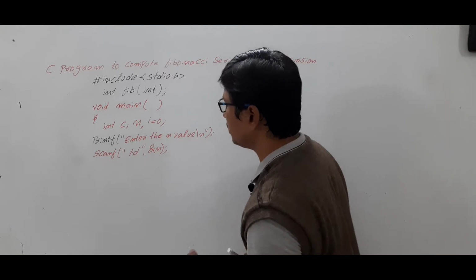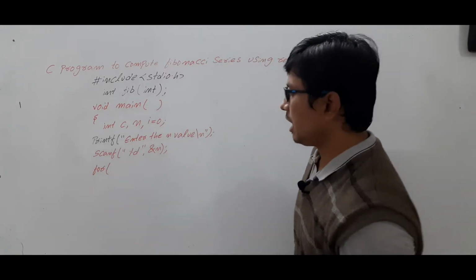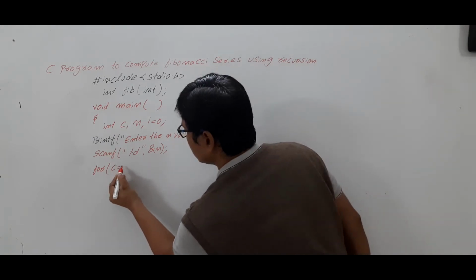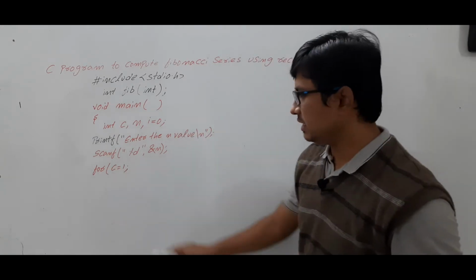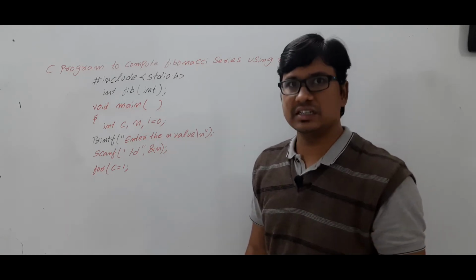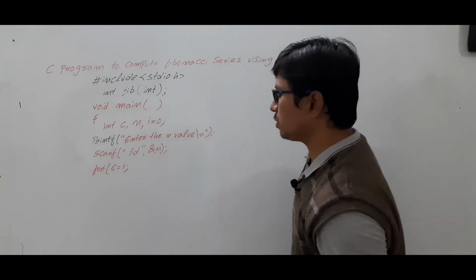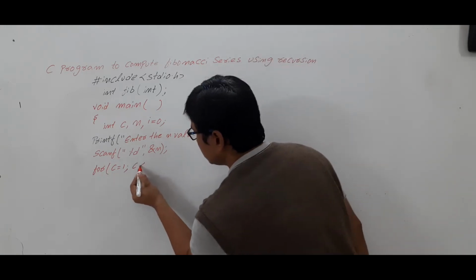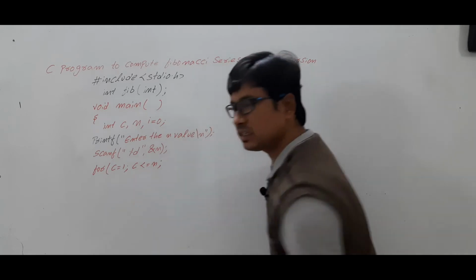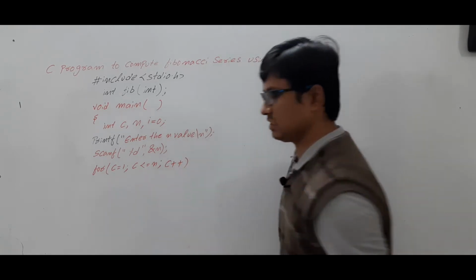So what I will do is use a for loop. I will start with C equal to 1. This is my initialization, because a for loop will have three sections: one is the initialization, condition and update section. So C is equal to 1 is my initialization, C less than or equal to n is the condition checking, and C++ is my increment section.